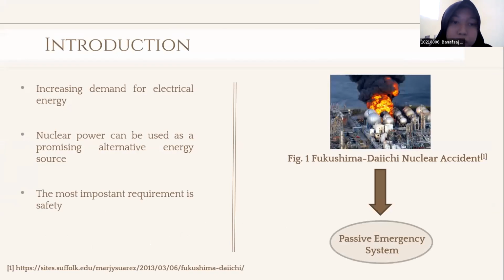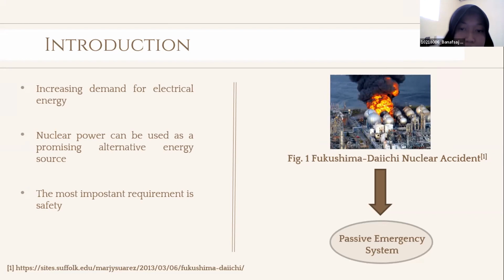First, increasing demand for electrical energy. In this present era, a lot of energy is needed as one of the natural resources that can be used as an energy producing fuel. Nuclear power can be used as a promising alternative energy source. The reactor design is evolving, taking into account a variety of factors in order to produce the ideal reactor. One of the most critical factors to consider while designing a reactor is safety.